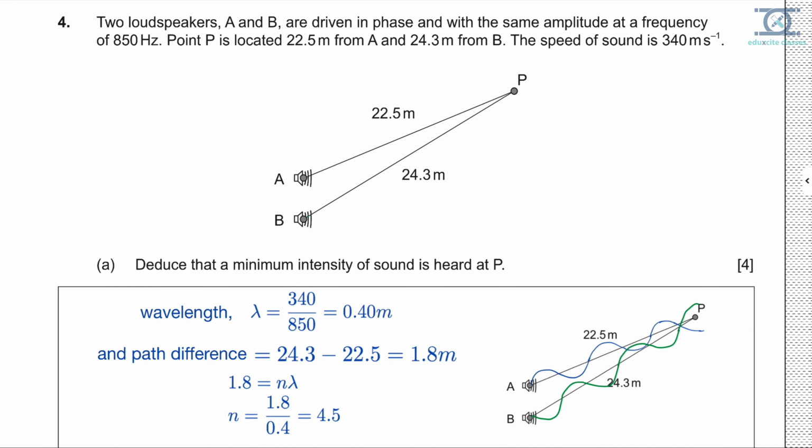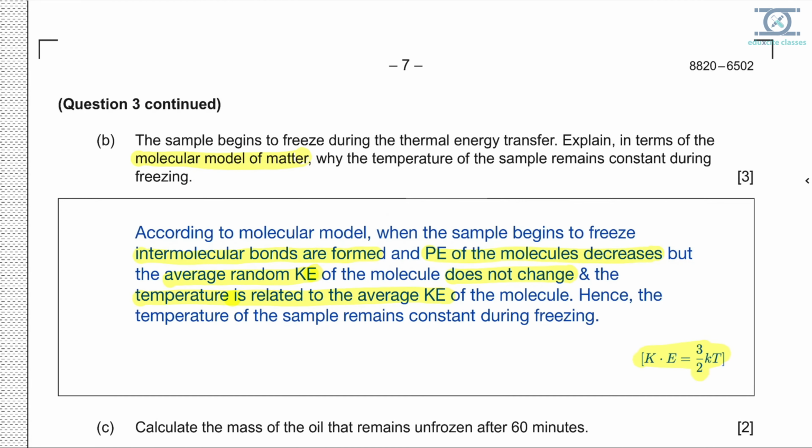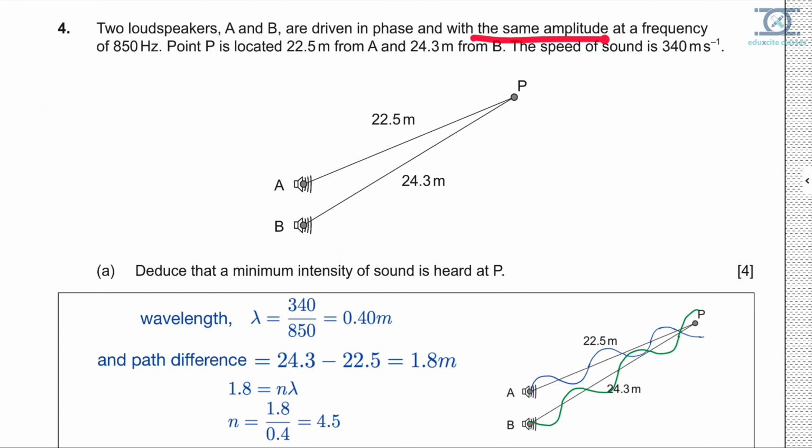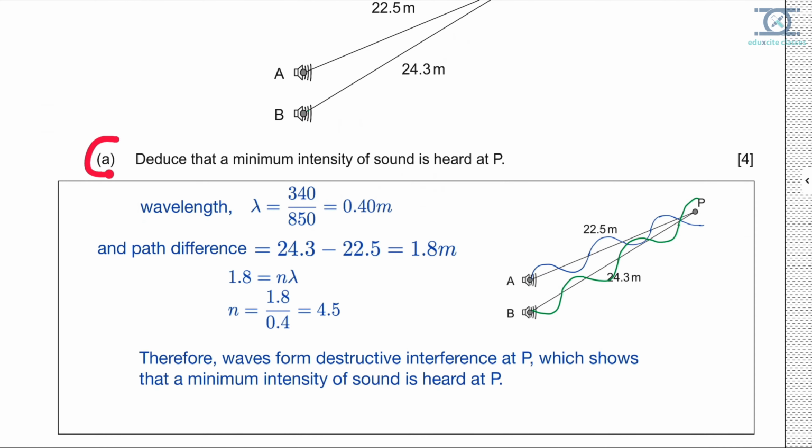Now question number 4. The two loudspeakers A and B are driven in phase, with the same amplitude at a frequency of 850 Hz. So these are the two loudspeakers which are driven in phase and have the same amplitude, and the frequency of both is 850 Hz. The point P is located 22.5 m from A and 24.3 meters from B. The speed of sound is 340 meters per second. We have to deduce the minimum intensity of sound at P.